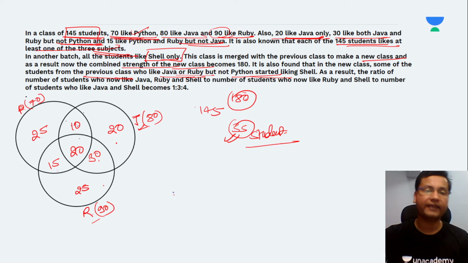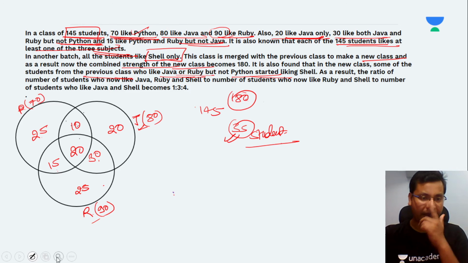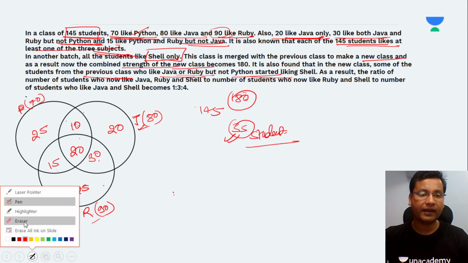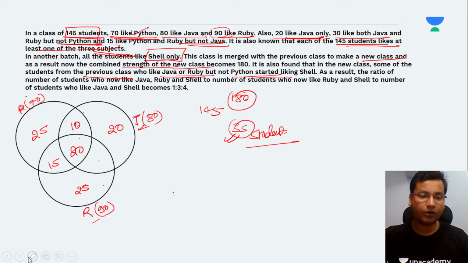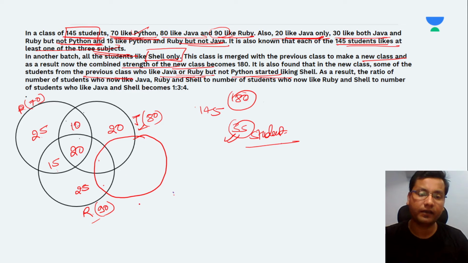That means what can I say? There I can now draw a Venn diagram like this. I can draw a Venn diagram like this. Tell me guys, कुछ ऐसा बनेगा क्या? एक यहाँ पे एक और सर्कल लगा देंगे and this will be a Shell. This will be a Shell.